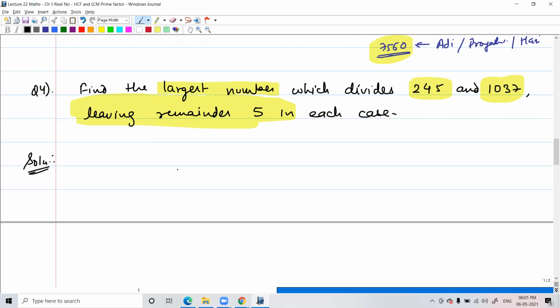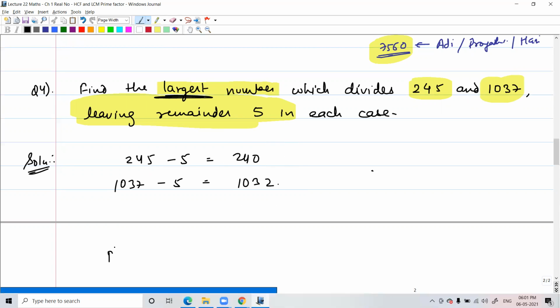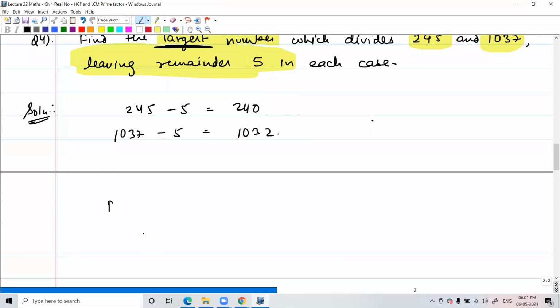So 245 minus 5, you get 240. And 1037 minus 5, you get 1032. So these are the numbers which will be exactly divisible by your number. Now, how do you find the highest number? They are saying the largest number. Find the largest number which divides both of them. That means they're asking you to find the HCF of these two. So do that, and what do you get? 24, sir.